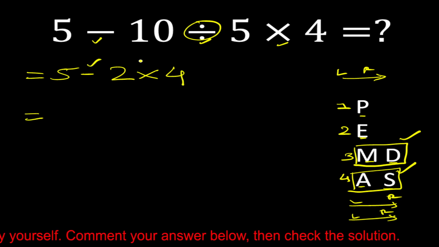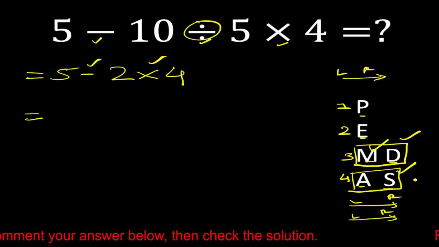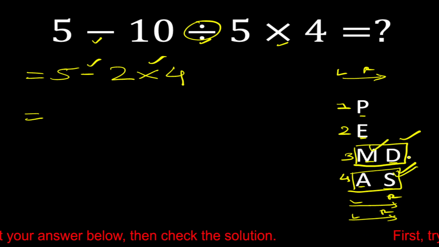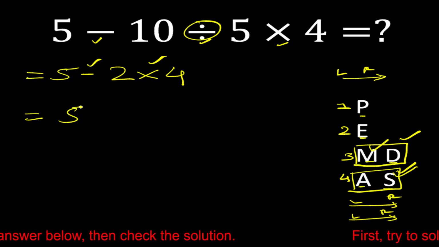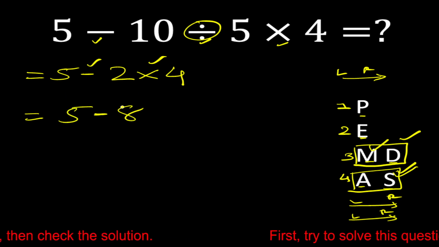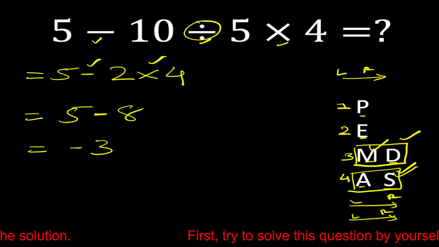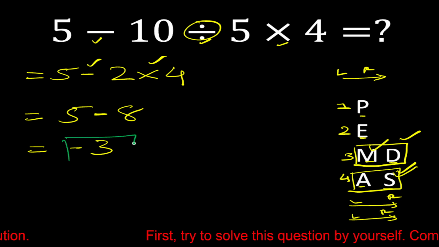Now here is one subtraction and here is one multiplication. So according to PEMDAS rule, first we have to solve multiplication, then we have to solve subtraction. Okay. So 5 minus, now 2 multiply 4 is equal to 8. Now 5 minus 8 is equal to minus 3. Okay. So the correct answer is minus 3.